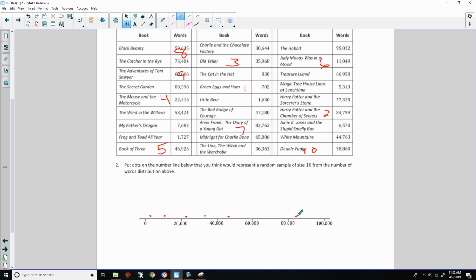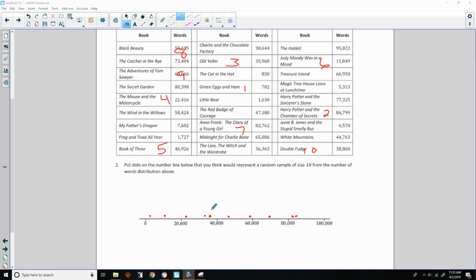Number 7, 82,762. I'm going to compare that to my other 80,000, which was 84, so this one would just be to the left of it. Number 8. Okay, dog got a little excited there. Sorry about that. Number 8, 59,635, which would go about here. Number 9 is 69,066, which would be about here. And then number 10 is 38,860, so that would probably be around here.